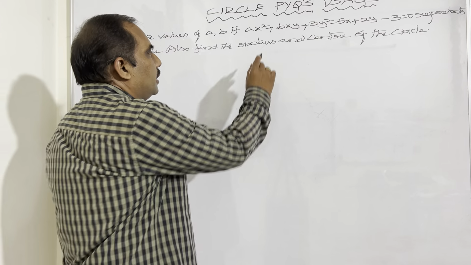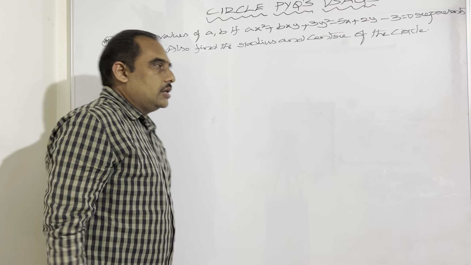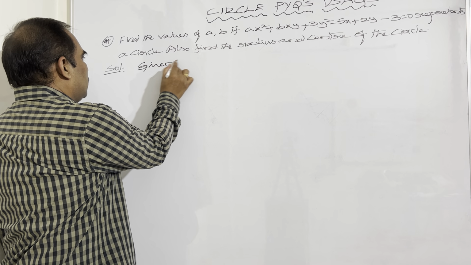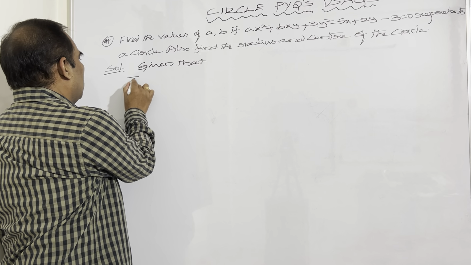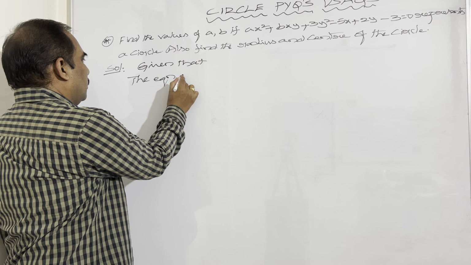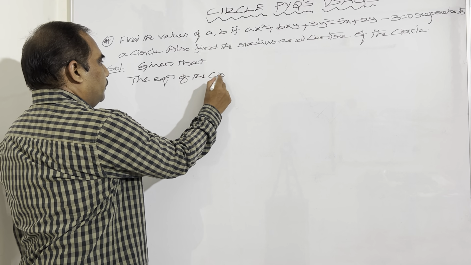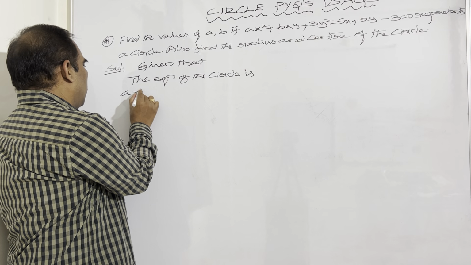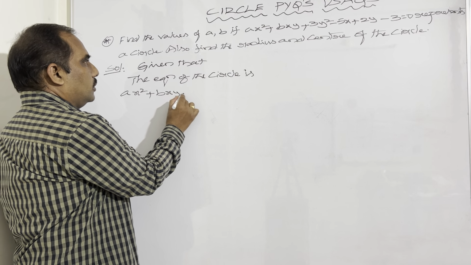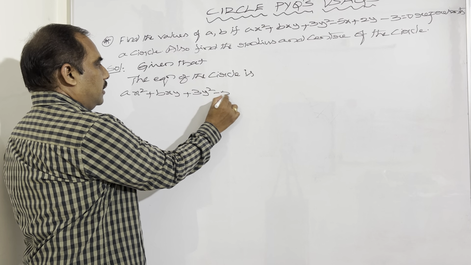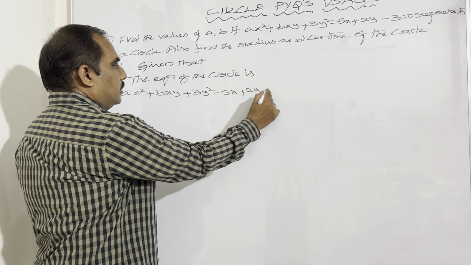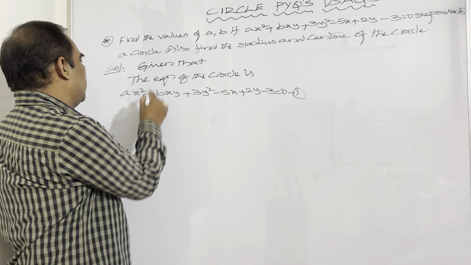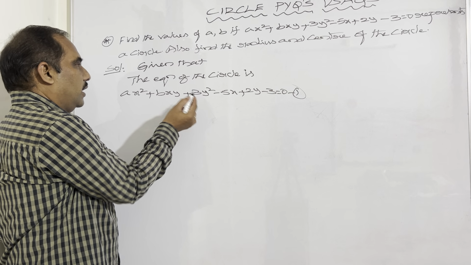Also find the radius and center of the circle. See here in the solution, given that the equation of the circle is ax² + bxy + 3y² − 5x + 2y − 3 = 0. Say this is 1. Suppose 1 represents a circle, we have to find the value of a and b.